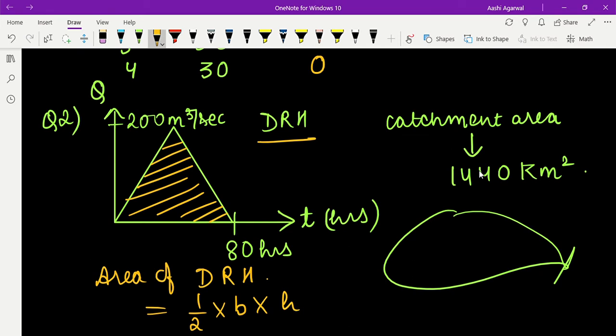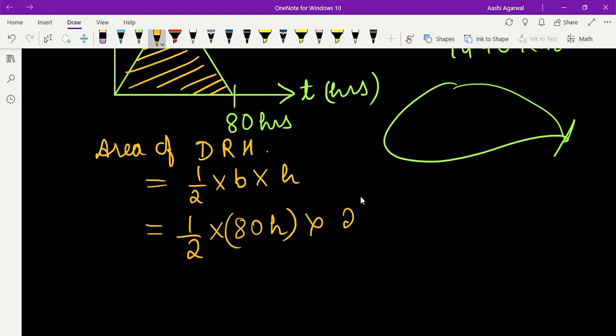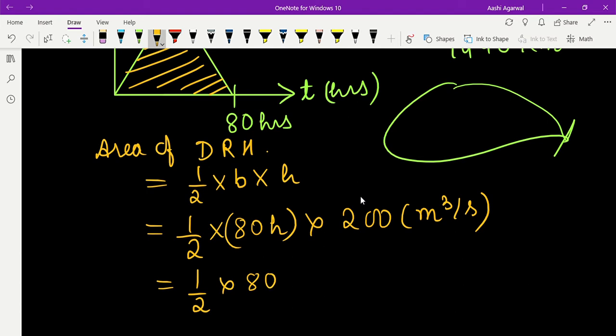That is very simple, right? You know that for any triangle, this is the area. So what is the base? Base is 80 hours. Mind you, it is 80 hours, and the height is 200 meter cubes per second. Now this is in hours and this is in seconds, so I'll just convert by multiplying with 3600. So I'll get some big number here.